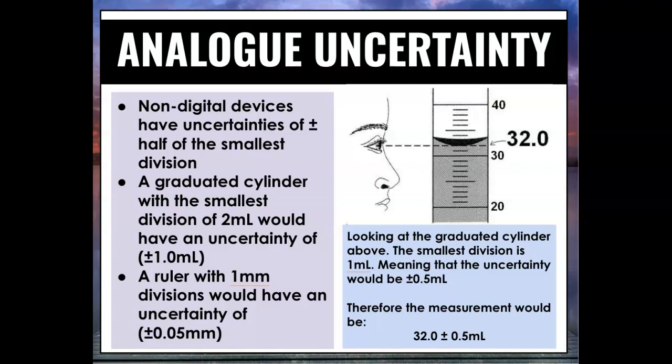So looking at a graduated cylinder above, you can see that the obvious recording that you would make is 32.0 milliliters. However, looking at the graduated cylinder, you have 1 milliliter divisions there. So since you have 1 milliliter divisions, you would record that uncertainty as plus or minus 0.5 milliliters. And therefore your measurement would be 32.0 plus or minus 0.5 milliliters.